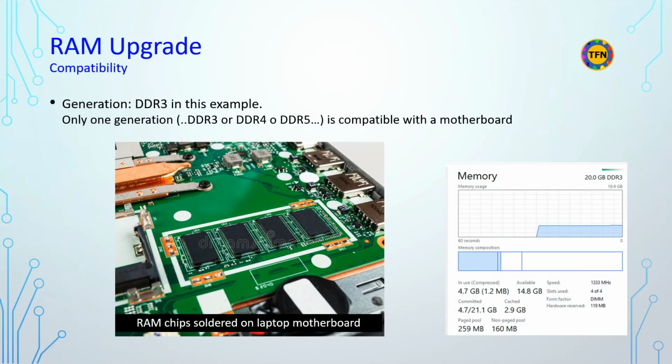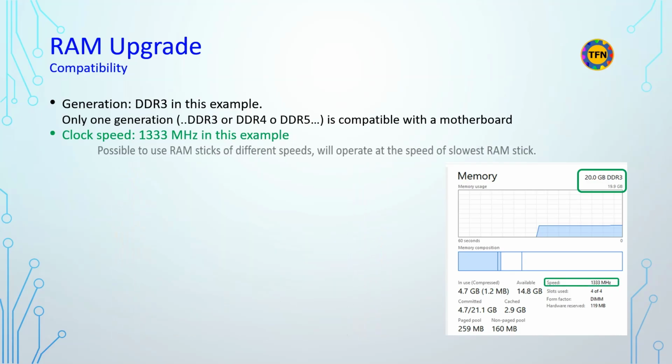If you decide to upgrade RAM, then compatibility should be checked carefully before purchasing new RAM. Each motherboard supports only one generation of RAM, like DDR3 or DDR4 or DDR5. DDR3 is the supported RAM generation in this example. Another criterion is clock speed, 1333 MHz in this example.